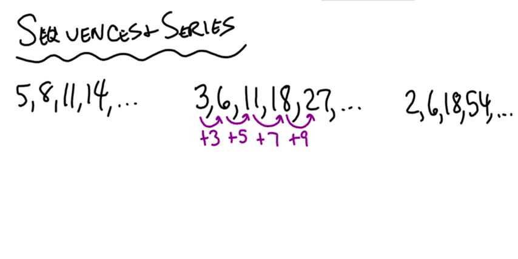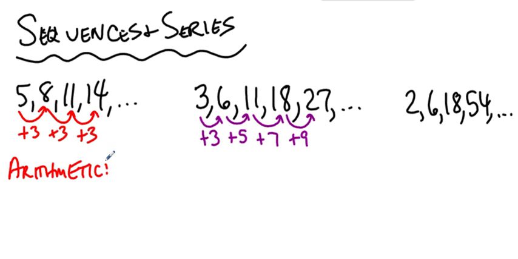The sequence on the left, plus 3, plus 3, plus 3, sequences like that, where the difference between any two consecutive terms is common, this is called an arithmetic sequence. It's an arithmetic sequence. There is a common difference. Plus 3, plus 3, plus 3, plus 3.